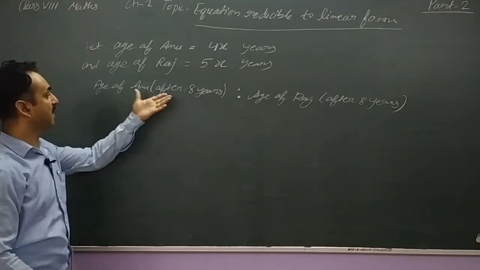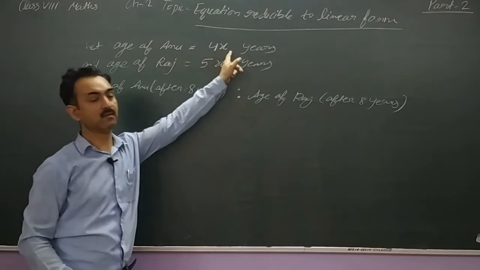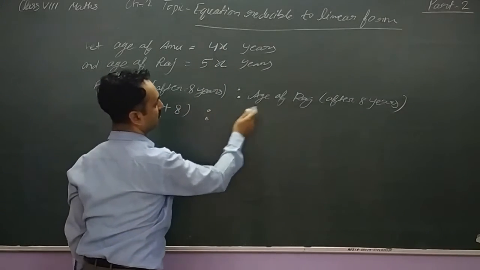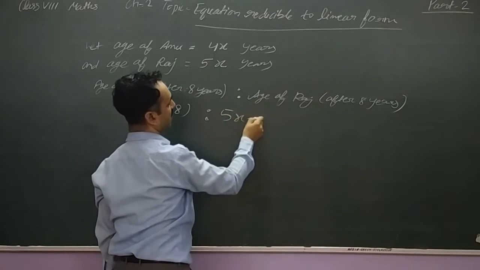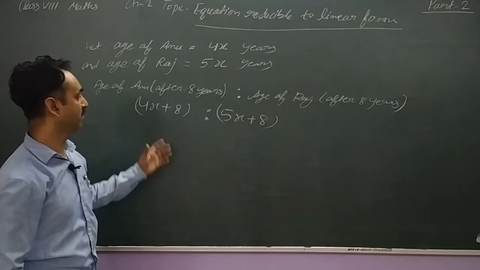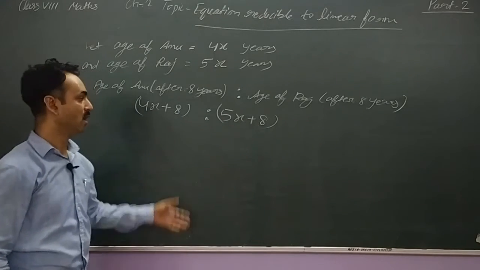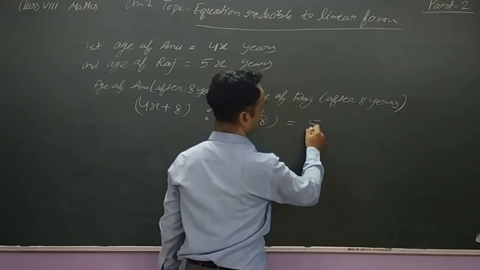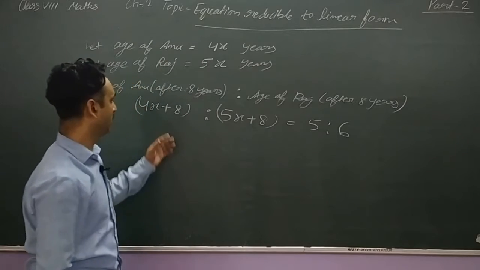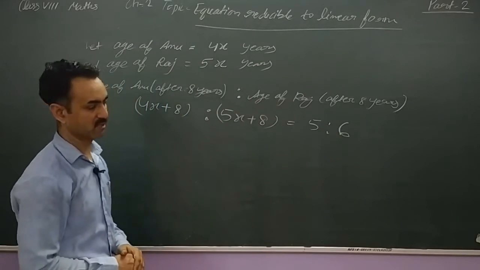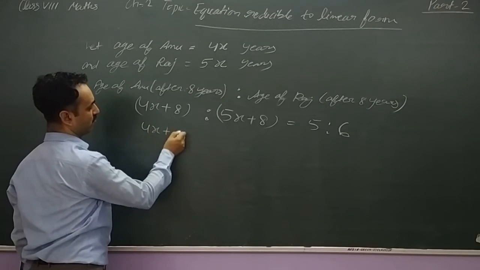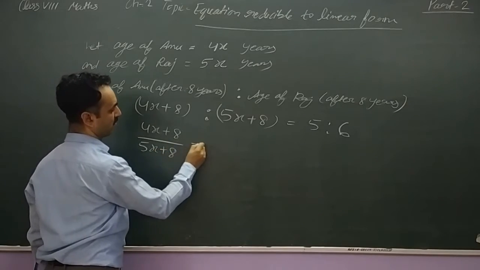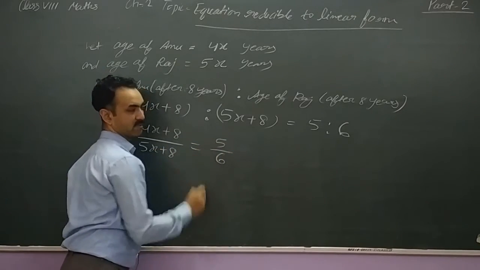So what will be the age of Anu after 8 years? We will add 8 to 4x. 4x plus 8. And for Raj, 5x plus 8. So after 8 years we will add 8 to both the ages. According to the question, this ratio is given as 5:6. Now we will change it into fraction form. 4x plus 8 upon 5x plus 8 equals 5 upon 6.